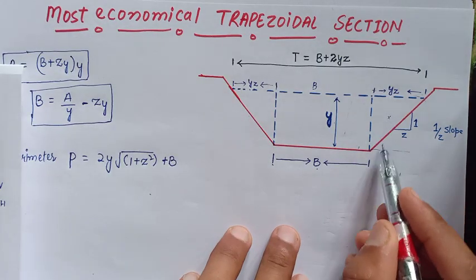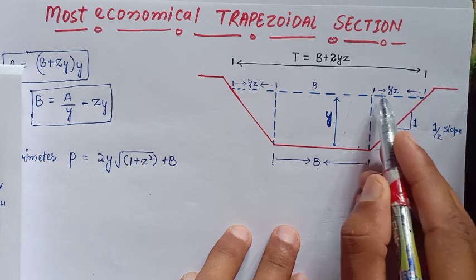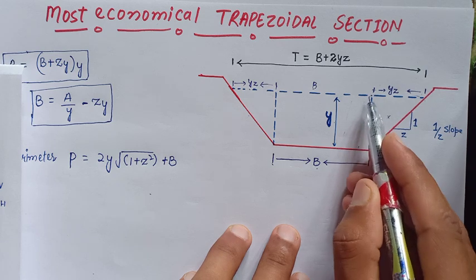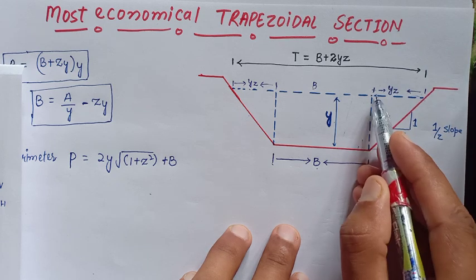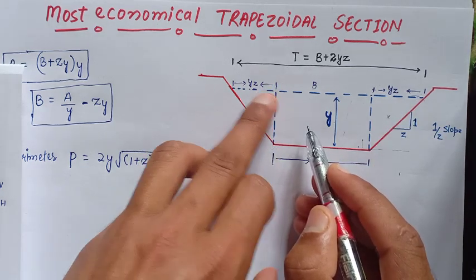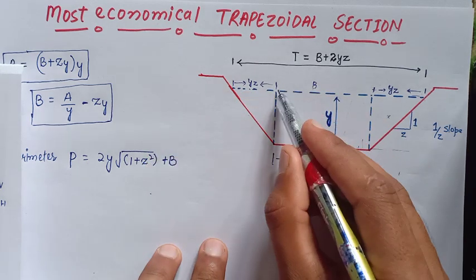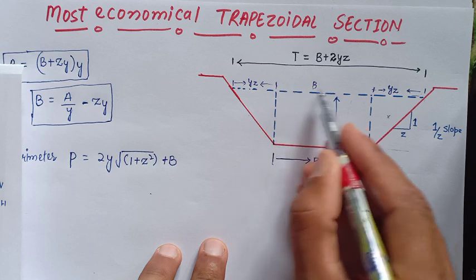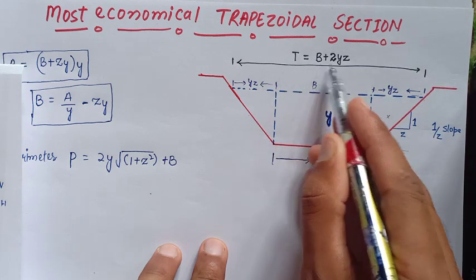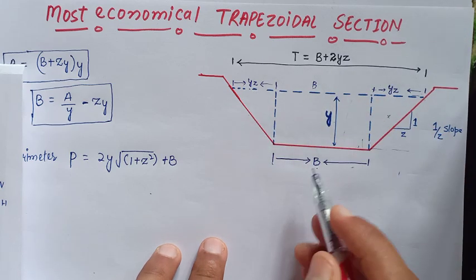Here you can see, this is the horizontal direction and this is the vertical direction. If in the vertical direction we go y, then in the horizontal direction we have to go yz. Similarly on this side, yz will be here. So we have to find the top width. Top width will be equal to b, this width, plus this yz plus this yz. So T is equal to b plus twice yz.